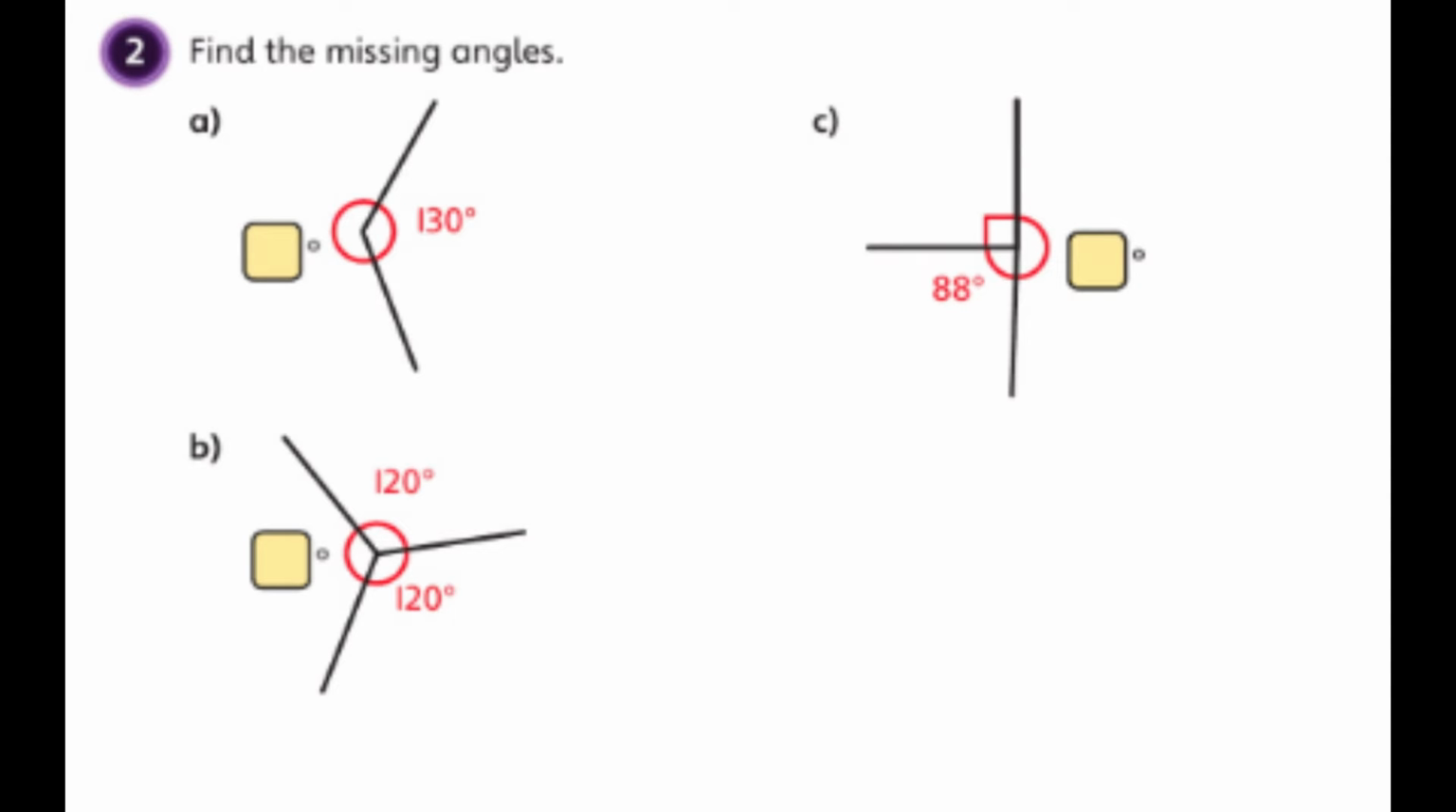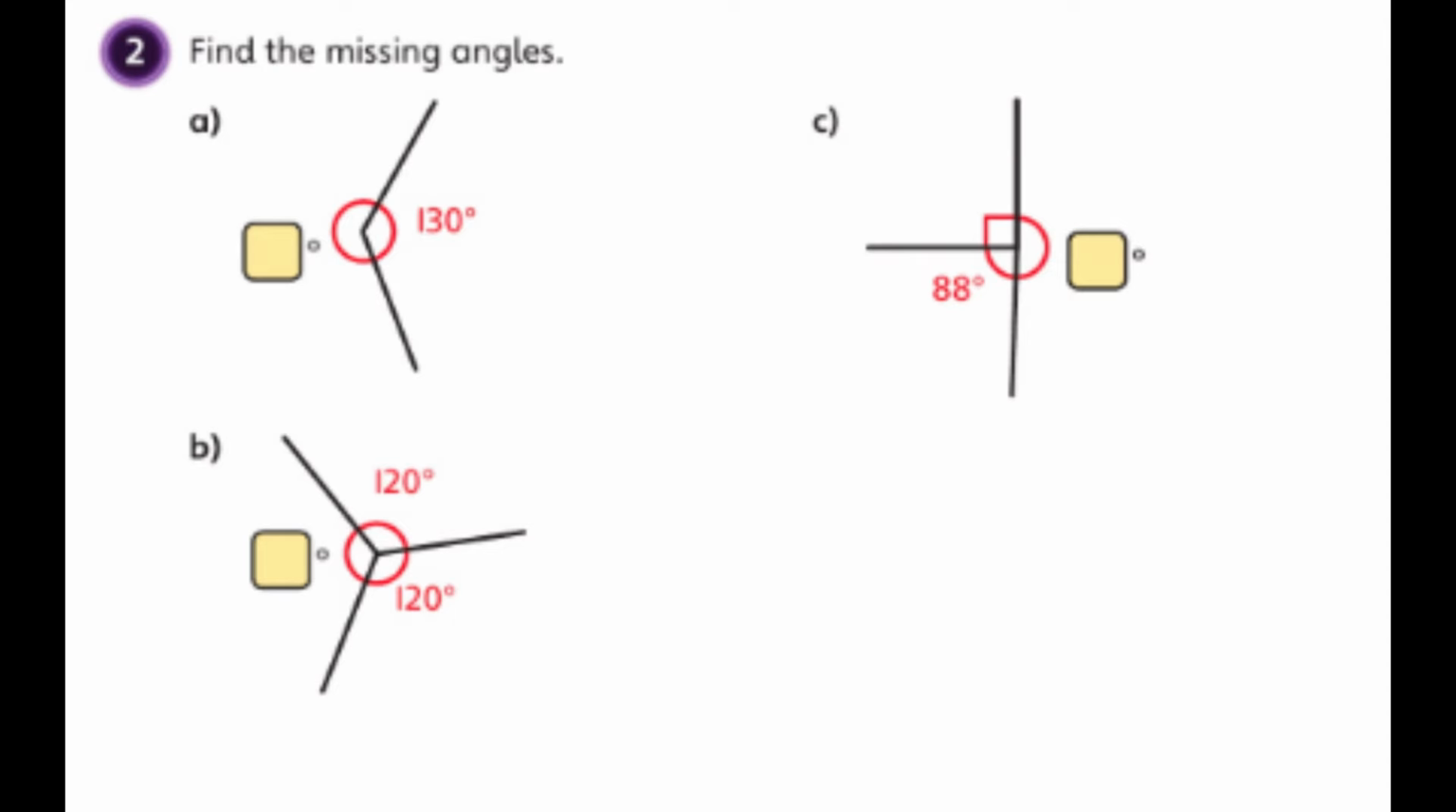Number 2 says to find the missing angles. So we have A, B, and C. For each of these, there's at least one angle that's labeled, and then another angle that's missing that we need to calculate. Well, the same rule applies. We know that a full turn is 360 degrees. So if we take away the angles that are already labeled, we'll be left with the angle that we don't know. So let's try that for A.